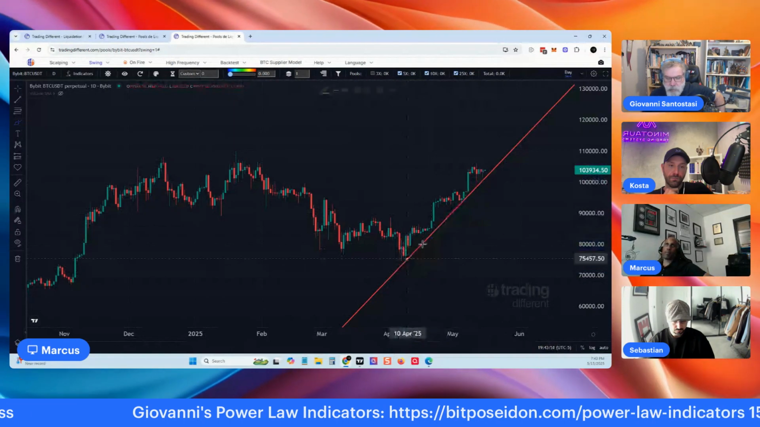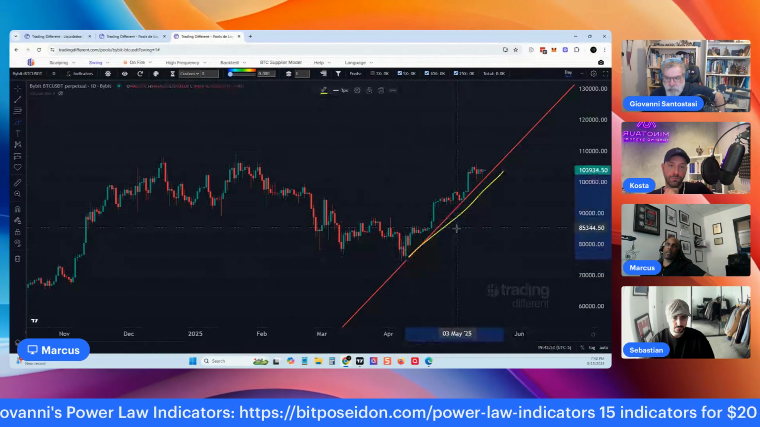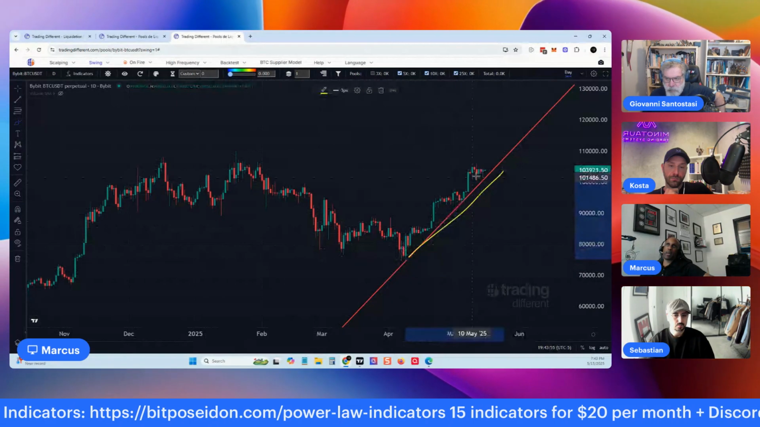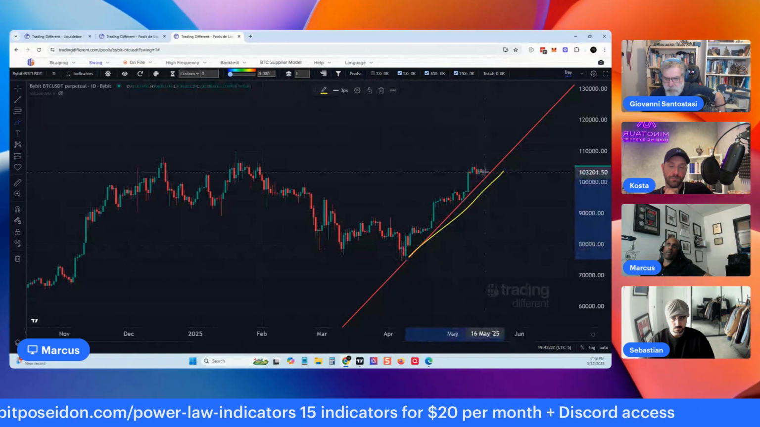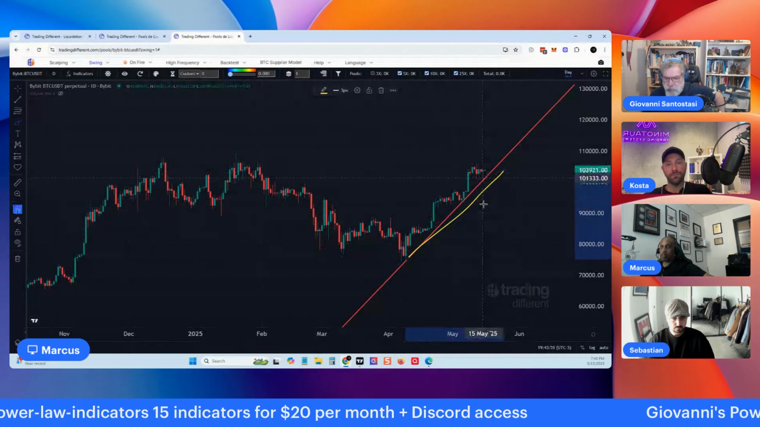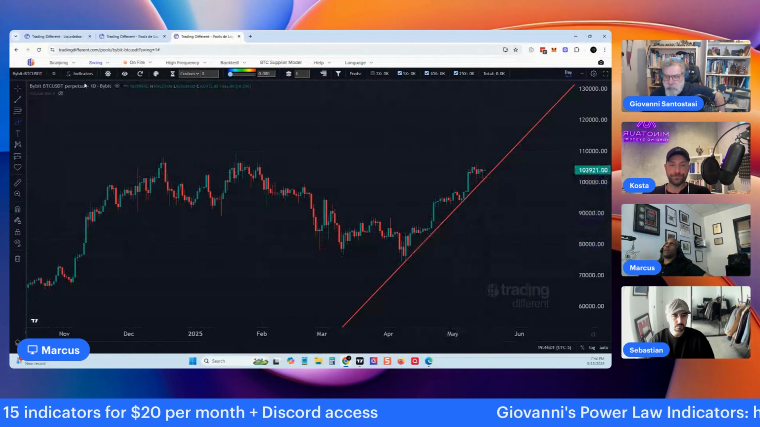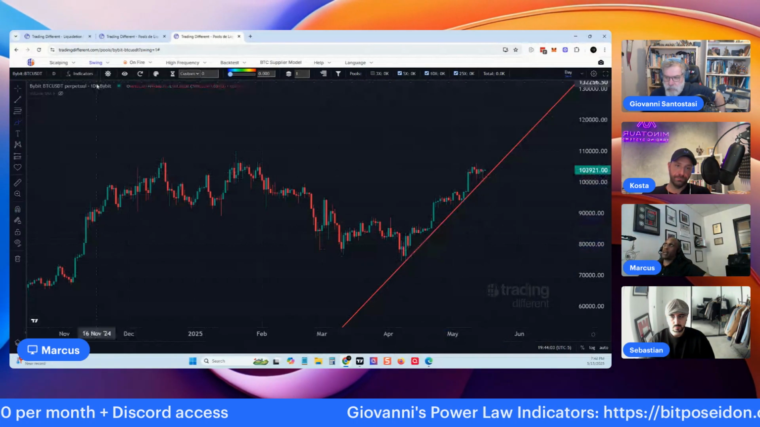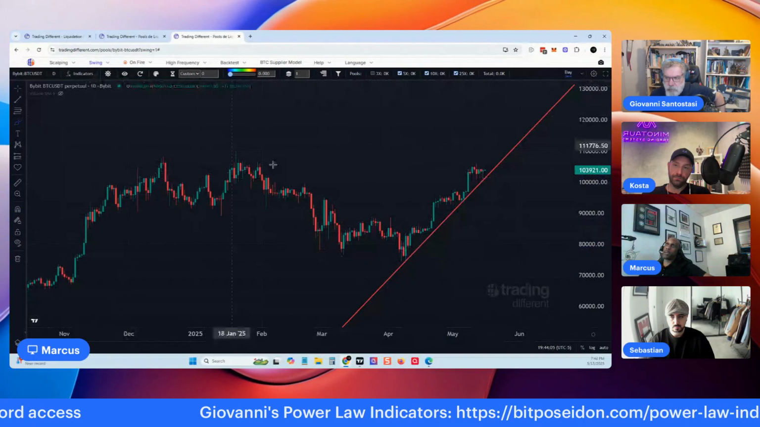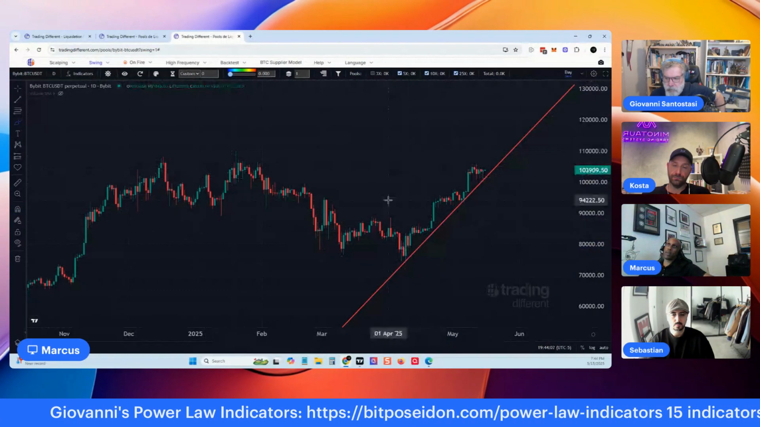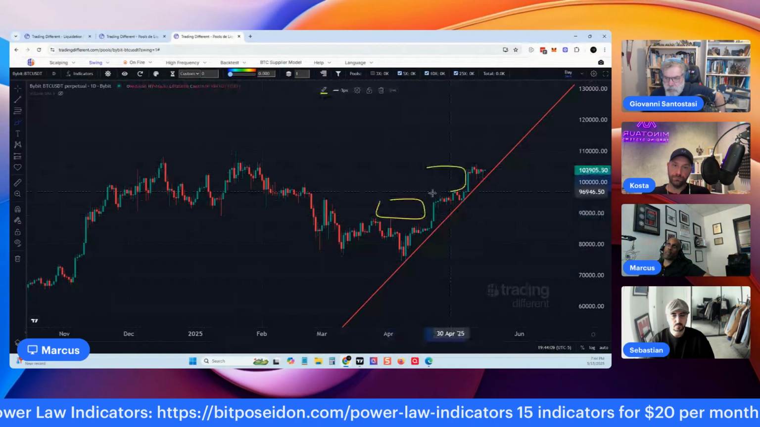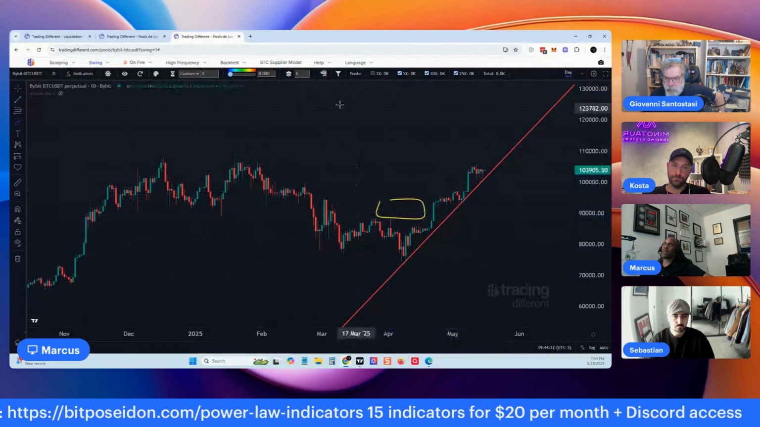With this move that we've had for the last 37 days, it's been almost straight up, and it's gotten right back on track with the power law. So let's add in the liquidity and see what is causing this move. There's liquidity built into these zones. So let's take a look.